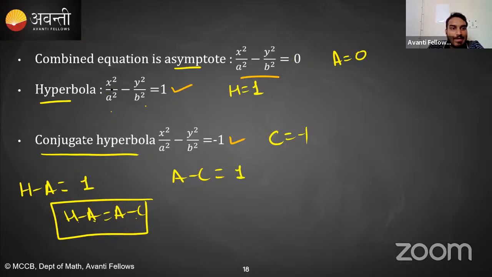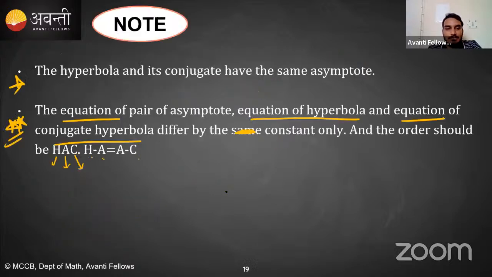The constant in the hyperbola equation is 1, so H is 1, right? The constant in the conjugate hyperbola is -1, so C is -1. A is for asymptote, H is for hyperbola, and C is for conjugate hyperbola. So H minus A comes to 1, and A minus C is again 1, so it means H minus A is equal to A minus C. Is that clear? We'll do a question now, and it will become clear automatically.